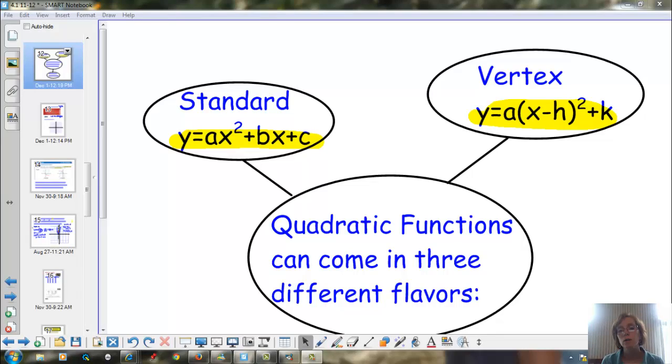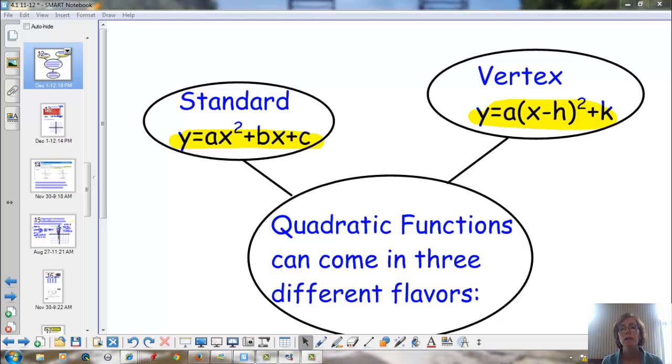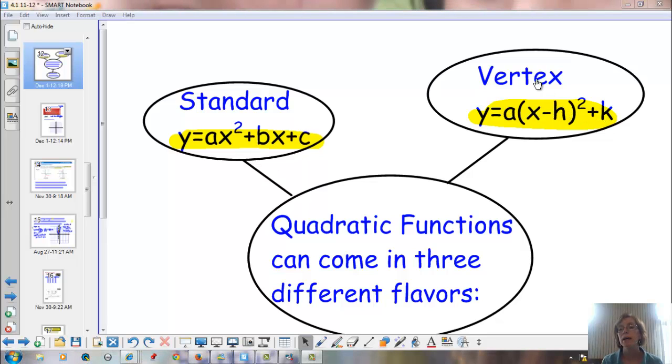We are going to continue our look at quadratic functions. We are looking at vertex form this time. So let's do that. Vertex form is y equals a times x minus h quantity squared plus k. And we had already looked at standard form. Now we're going to look at vertex form.